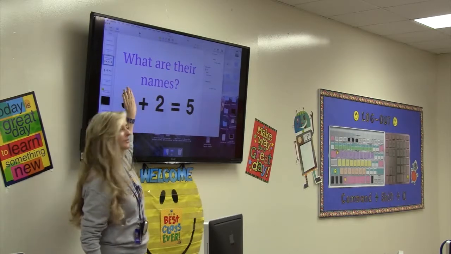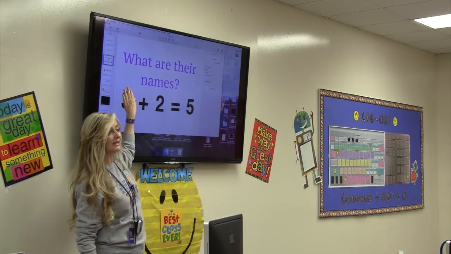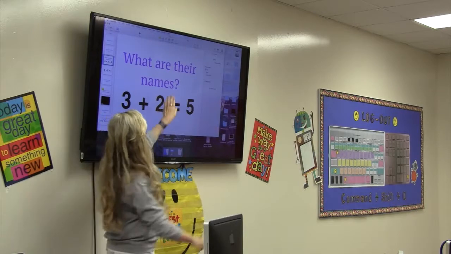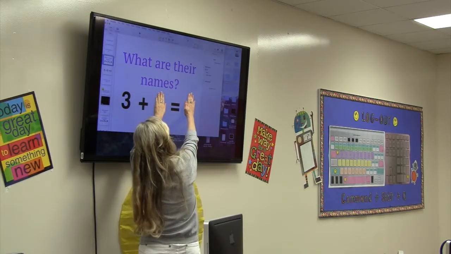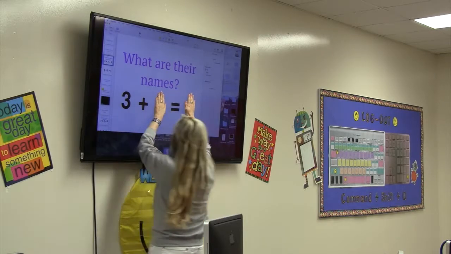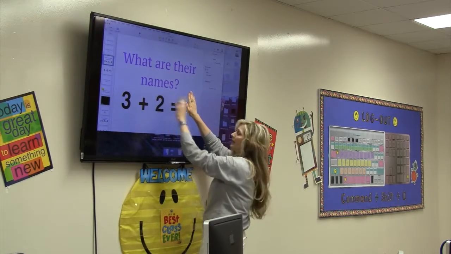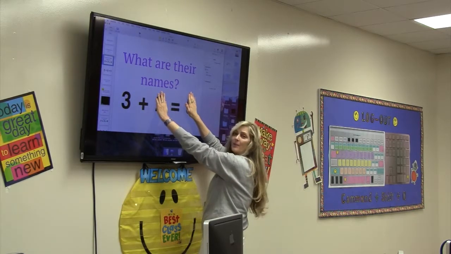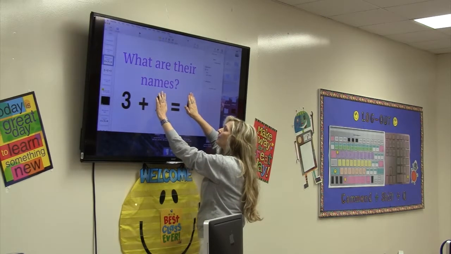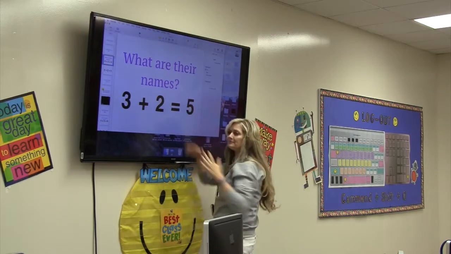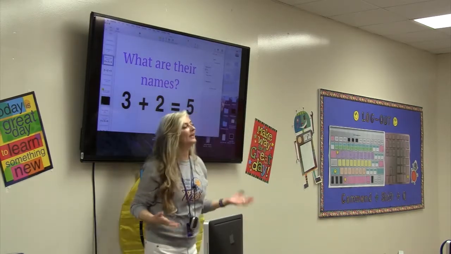If I cover this up, is it possible to find the answer? Yes. But if I cover this up, is it possible to find the answer? No, because first of all, I don't know where I'm going. I have no idea when I'm going to stop. I don't know if it's a large number or a small number. So if we cover up too much information, we can't ever find the answer.